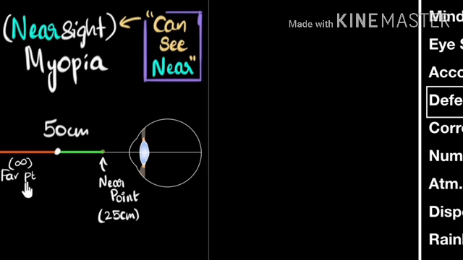So you see, that person's far point is not infinity. That person's far point is 50 centimeters. So you see, for a myopic eye, the far point is not infinity. The far point gets shifted.